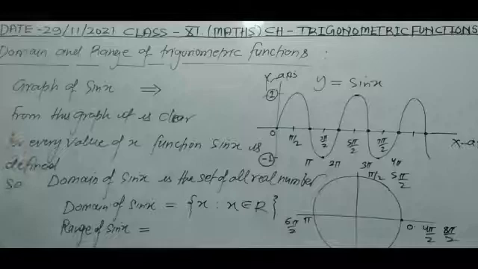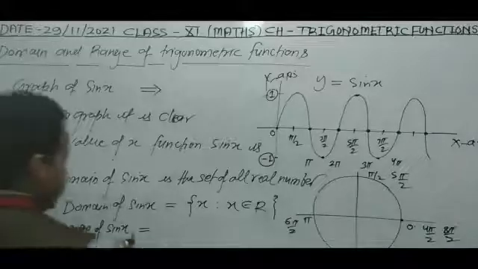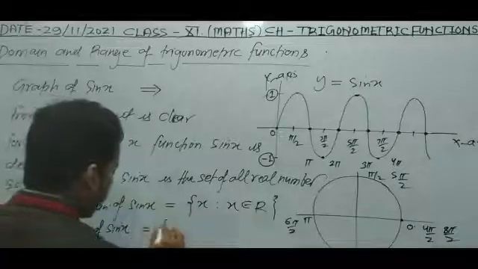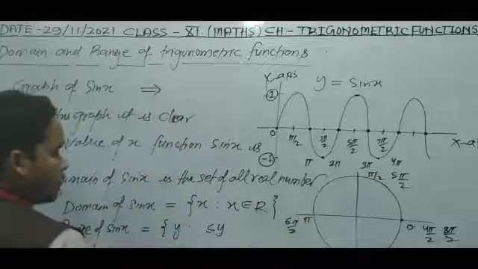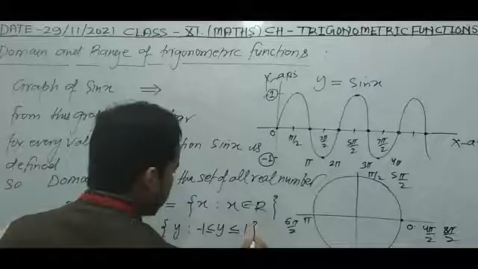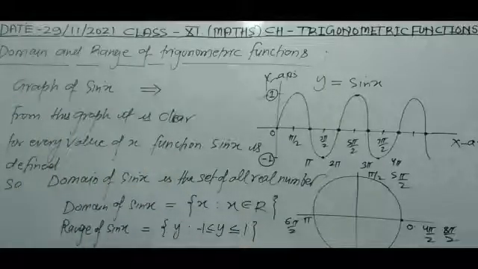So what can we say? The value of sin x lies between minus 1 and 1. So we can write y such that y is greater than or equal to -1 and less than or equal to 1. This is the range of sin x. Now this is completed.